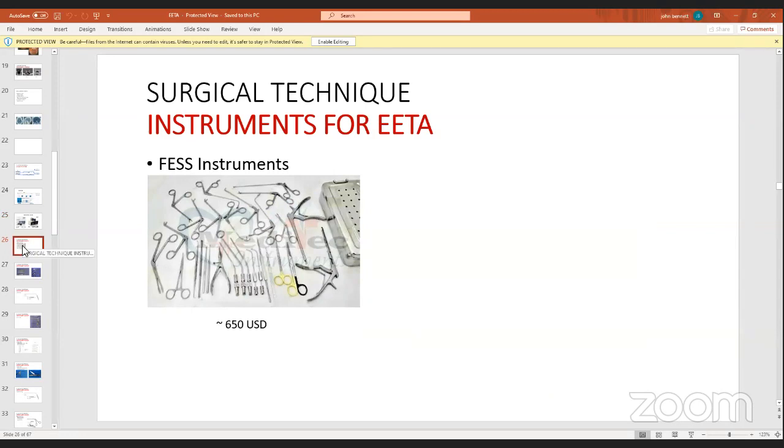Yes, next slide. Okay, so for this approach, people will ask again, what kind of instrument can I get? You can again go on eBay for about $650 US dollars. You just type FESS, like functional endoscopic sinus surgery, and you can get those instruments, and this is around the price. So on total, for around $2,000, you can have your equipment here and practice in Africa. Okay, let's go ahead.